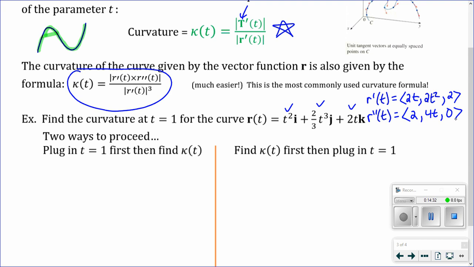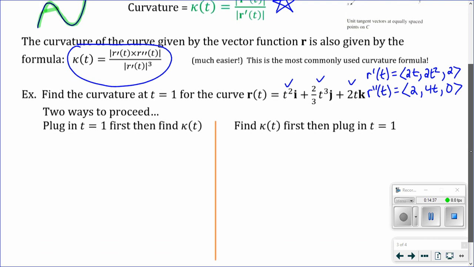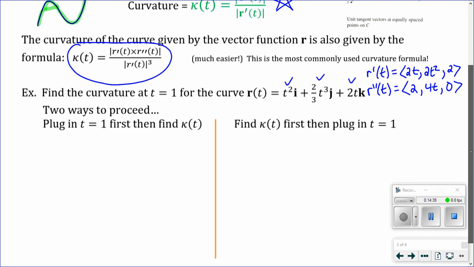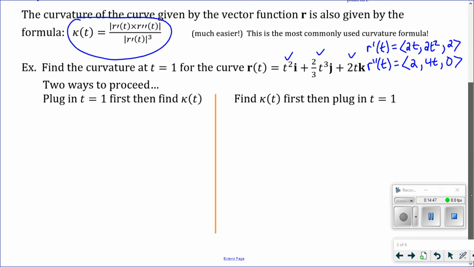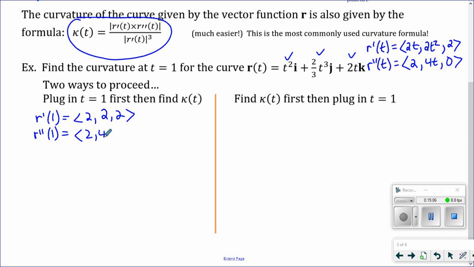Okay, so there's two choices here. The first choice is, they told you in this problem, we want the curvature when t equals 1. So the easiest thing to do is literally plug in 1 into these. If I plug 1 into r prime, I get 2, 2, 2. If I plug 1 into r double prime, I get 2, 4, 0.